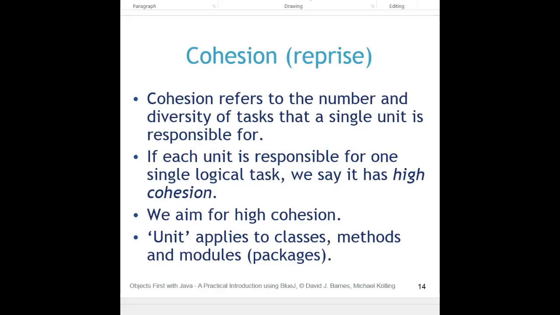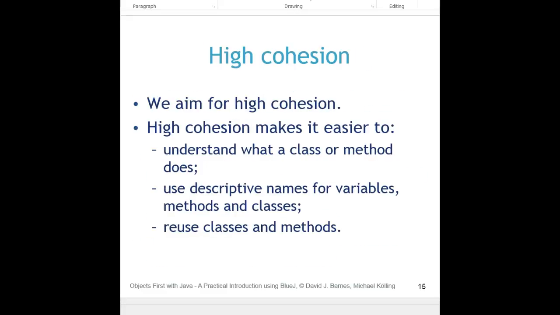On the other hand, as we talked about, cohesion refers to the number and diversity of tasks that a single unit is responsible for. We said that when each unit is responsible for one single logical task, it has high cohesion, and we aim for that high cohesion. And we said the unit can apply to classes, methods, and modules. So again, remember, we aim for loose coupling, but we aim for high cohesion.